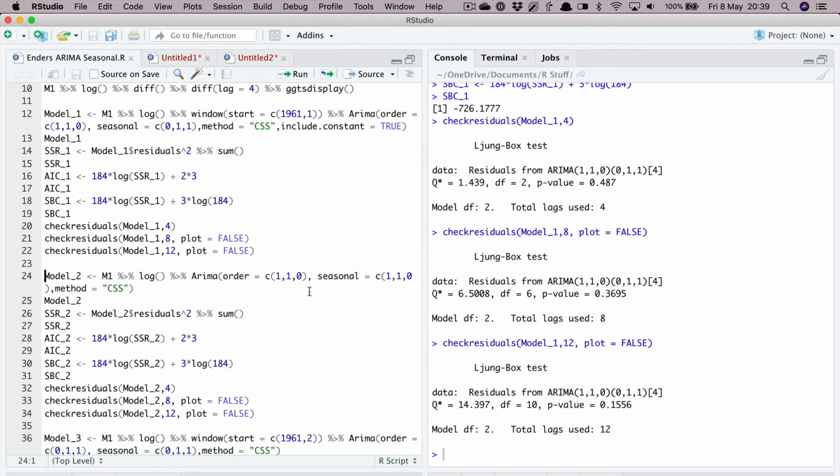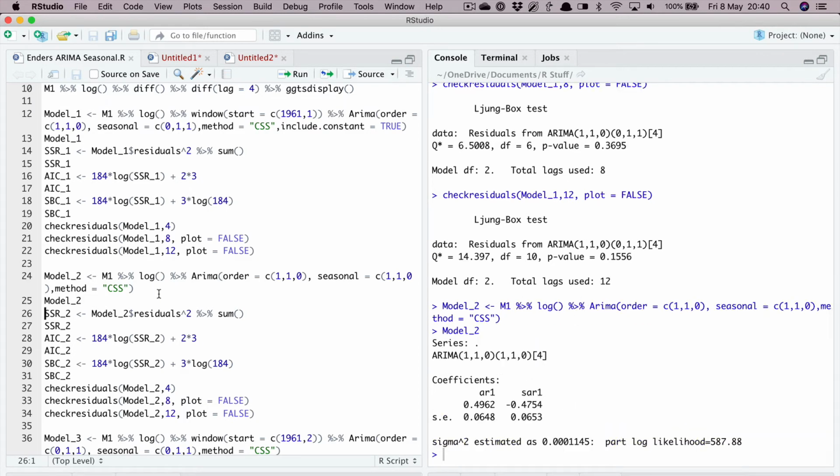It's a 110, 110. So we've got one autoregressive element here and one seasonal autoregressive element, no moving average element. And of course we've got the same differencing, a normal difference and a seasonal difference. And again, I'm doing this on the log of the data, of course. And notice I haven't bothered with the include constant equals true here because it doesn't make any difference. So running that, printing it out again, same as Enders.